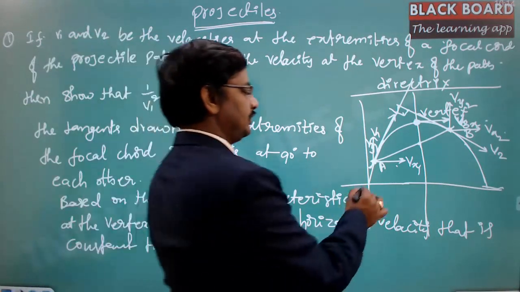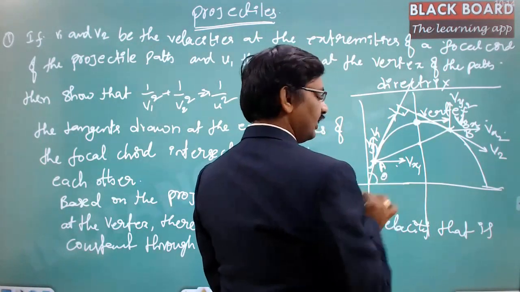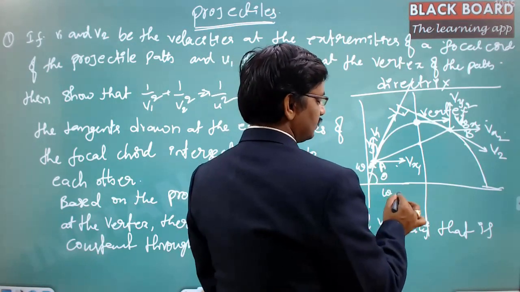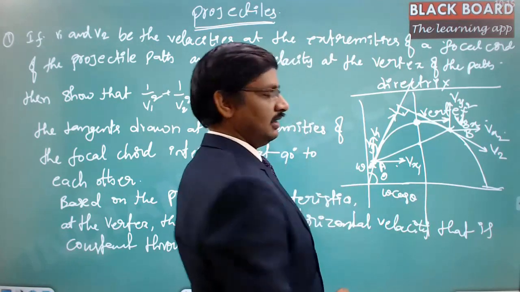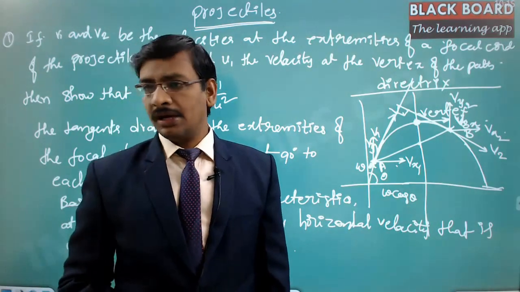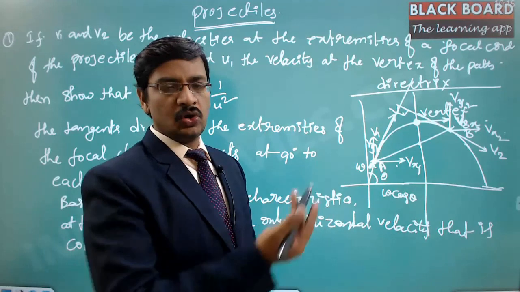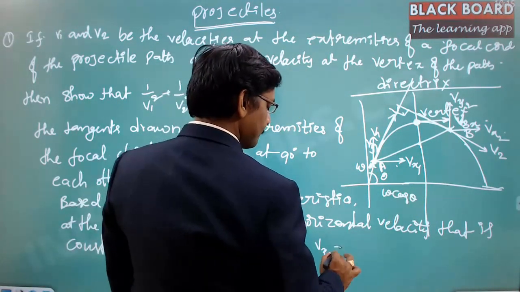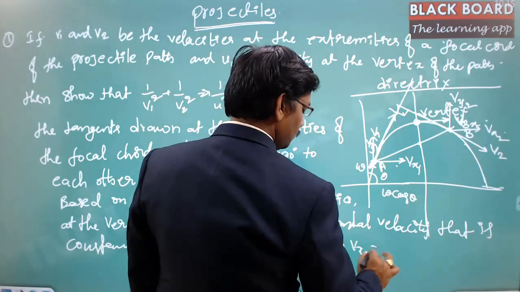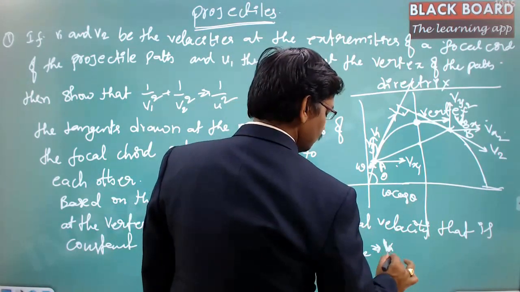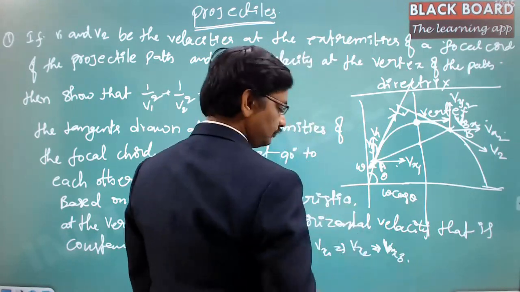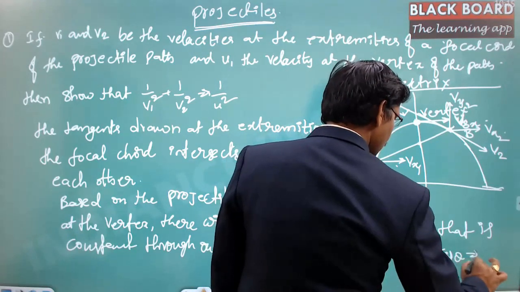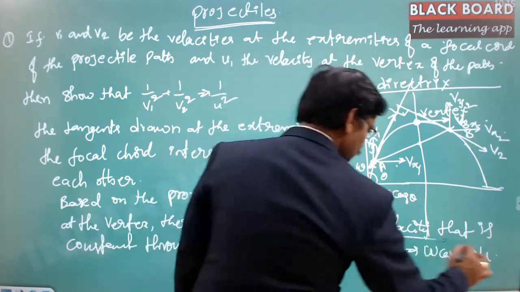Initially, if it is projected at an angle theta, let us say the projection velocity is w, then w cos theta is the horizontal component of the velocity with which it was projected. And the same velocity continues throughout the path. That means Vx1 is equal to Vx2 is equal to Vx3 is equal to w cos theta, and this value has been given as u. I hope you understood this.